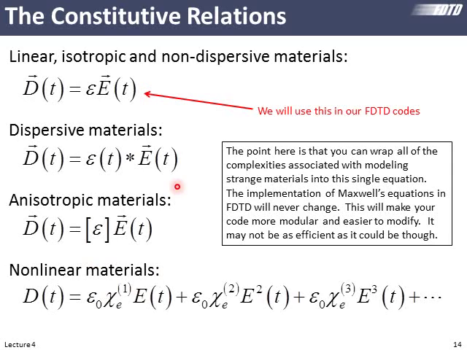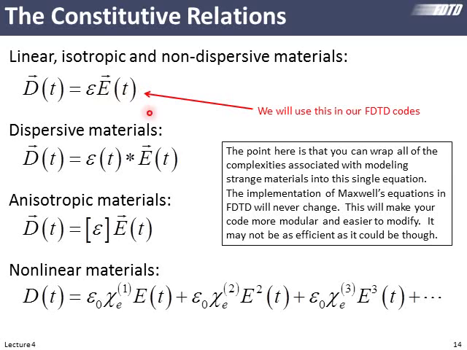In fact, the real constitutive relation is a convolution. The permittivity can actually be changing with time. And we'll talk a little bit more about why that is in a few slides, but it's really a convolution in the time domain. But if this is not dispersive, that's where it would be changing with time. It's just a simple multiplication.